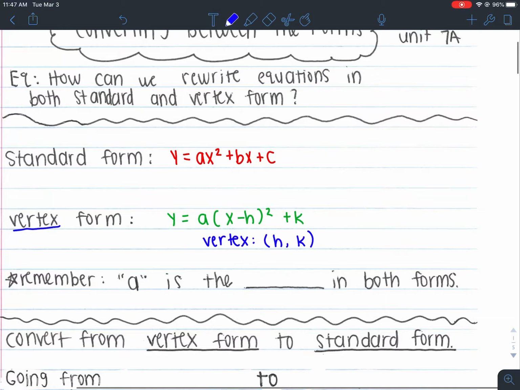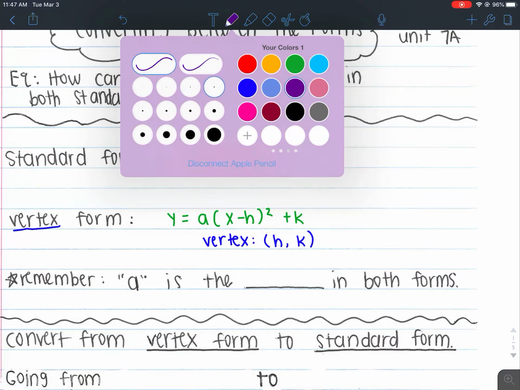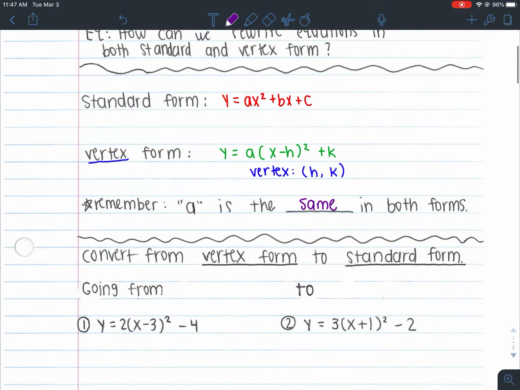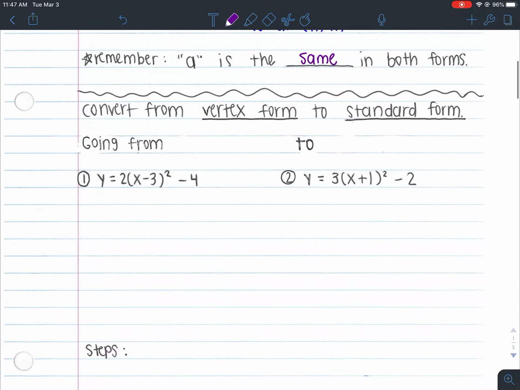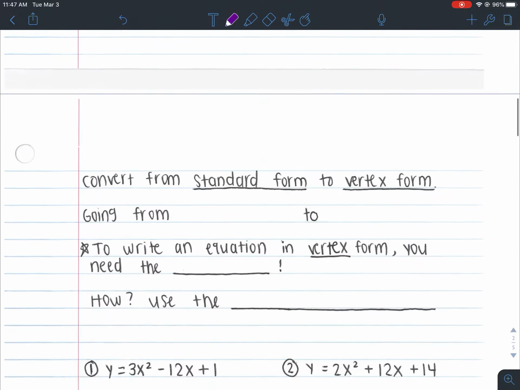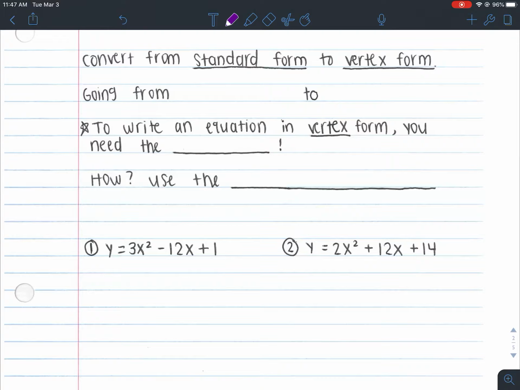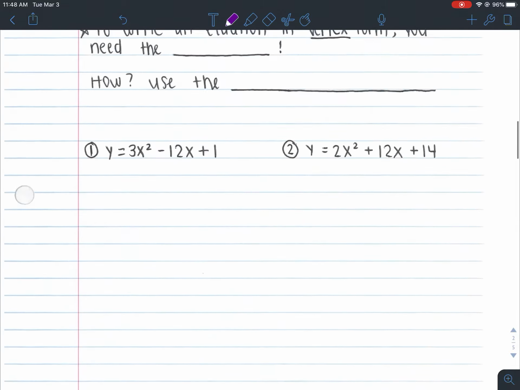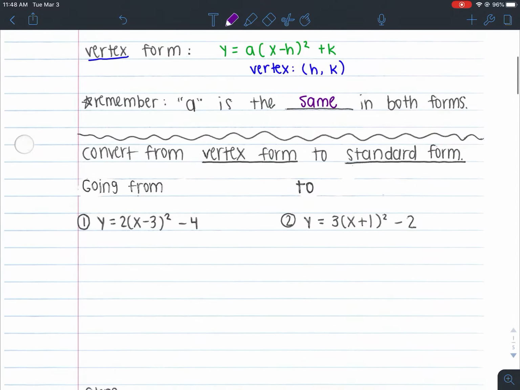All right, so just as a reminder, a is the same in both forms. So if a is 3 in standard form, then it's going to be 3 in vertex form also. So they're going to be the exact same in both. All right, so this video is broken up into 3 different sections. The first section, we're going to convert from vertex form to standard form. The second section, we're going to convert from standard form to vertex form. And the last section, we are going to be writing in vertex form given a vertex and a point. So we will have 3 different sections of this video.